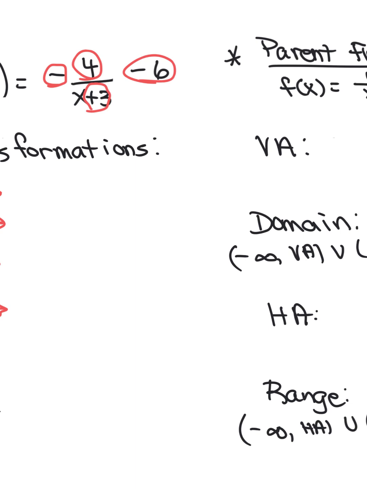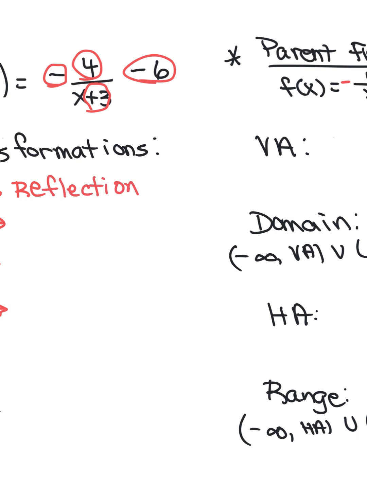I have circled the transformations that have taken place. There is a negative, a 4, a plus 3, and a minus 6. On the parent function, f of x equals 1 over x, you can see clearly that there has been a negative added. Anytime that we have a negative in front of a rational function, that means it is representing a reflection.